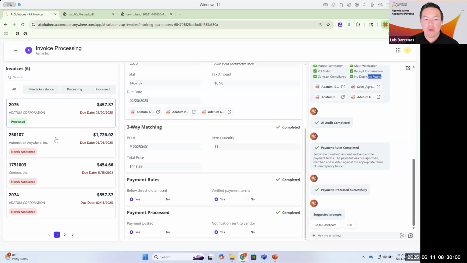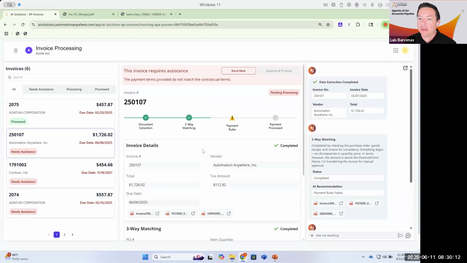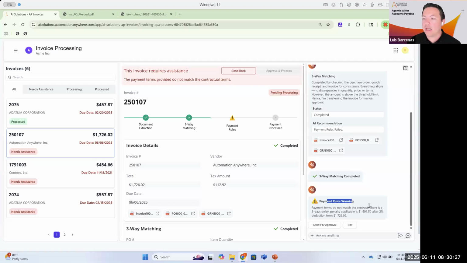Now let me show you an invoice or a transaction that needs some type of exception, right? In this scenario, the solution has determined that the payment terms provided do not match the contractual terms, right? And here we can see the anomaly or the exception trigger and the reason why, right? The assistant on the right side is telling me all of the steps that it has already done, like the data extraction, and it performed the three-way matching, but then it found some type of warning, right? And some type of anomaly. And so what the solution is recommending is that I need to send this for approval before processing, right? That is the AI in the background, keeping the context of the transaction and suggesting the best next step.